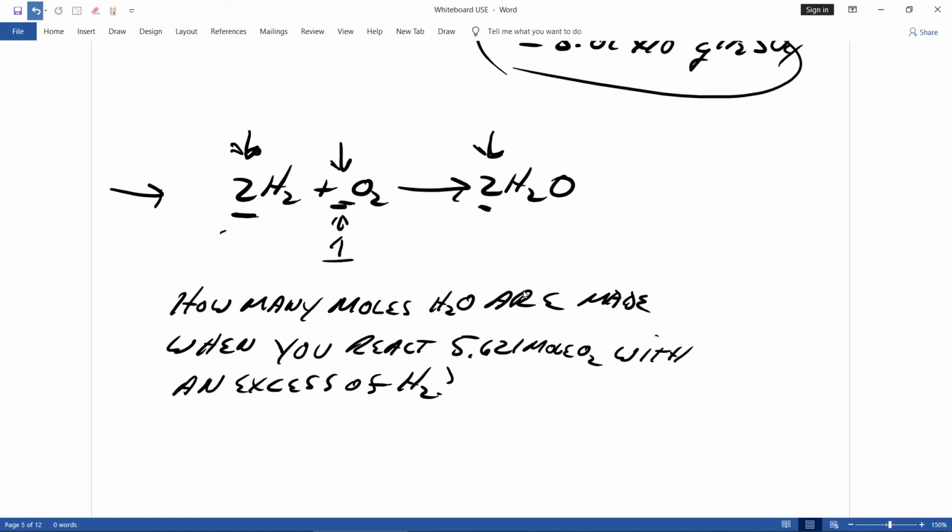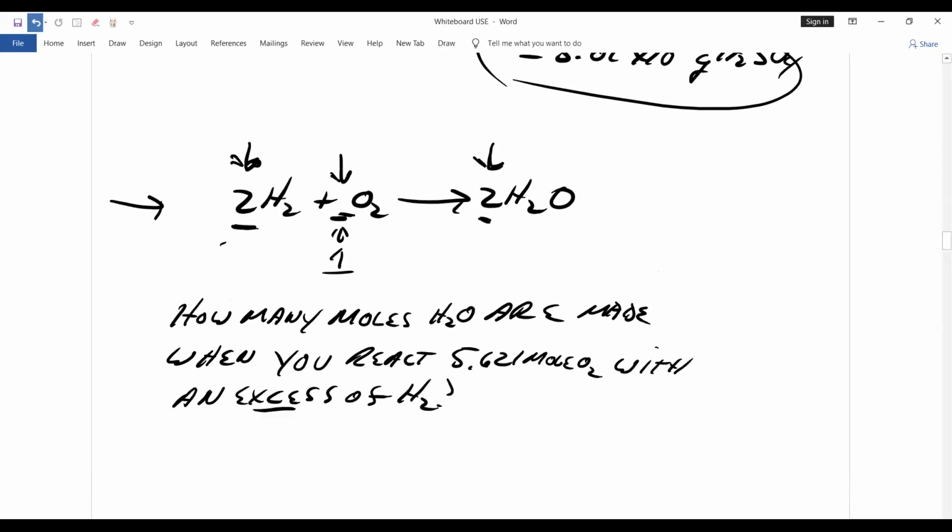All right, let's look at the following. This is part of another problem, which we will get to today. The question is, how many moles of water are made when you react 5.612 moles of oxygen with an excess of hydrogen? Whenever you see the word excess, that means you can forget what it's related to.